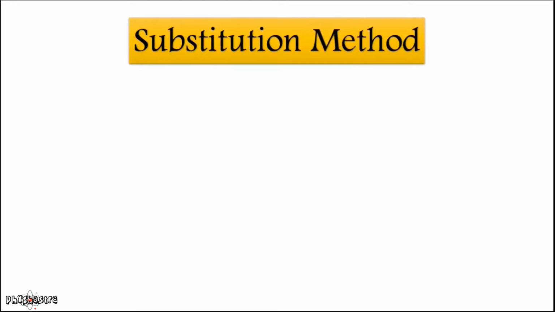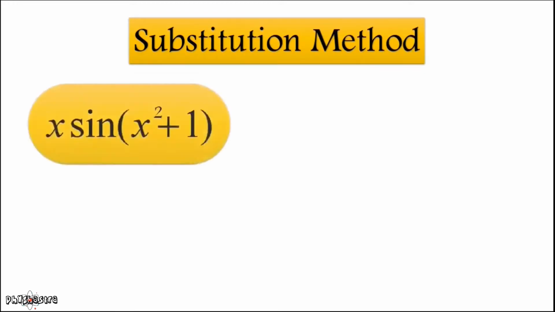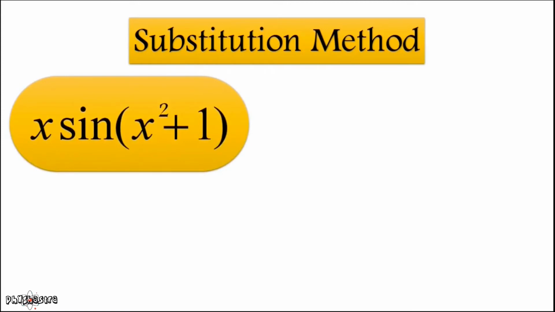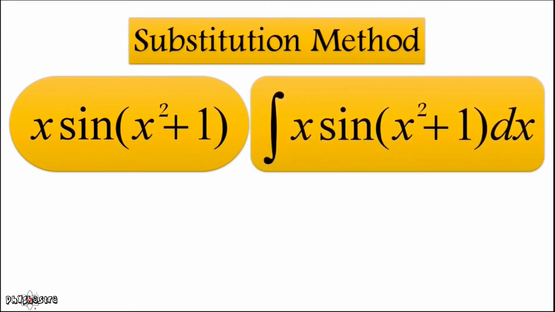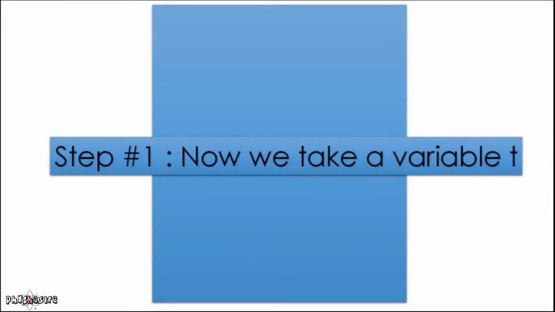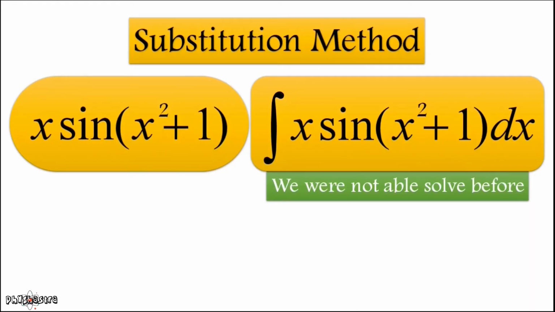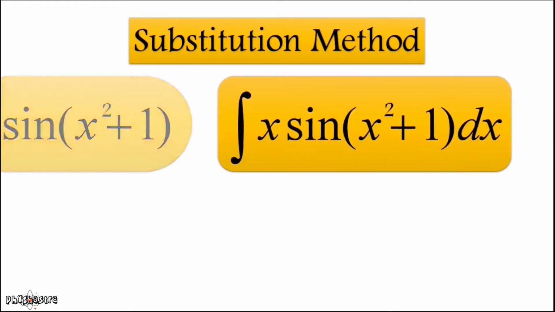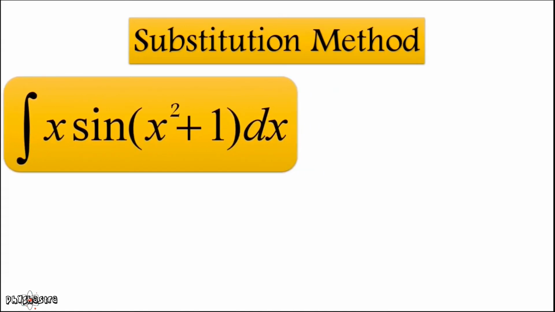Let us take an example to understand the substitution method. We need to find the integration of the function which I asked you to solve, but we were unable to do it. So the function we're going to find is integration of x sine of x squared plus 1. Let us do it step by step. Step number 1: we take the variable t. When you tried before while solving this integration, you might have been figuring out what to do about x squared plus 1. So in that case you should substitute x squared plus 1 as t.